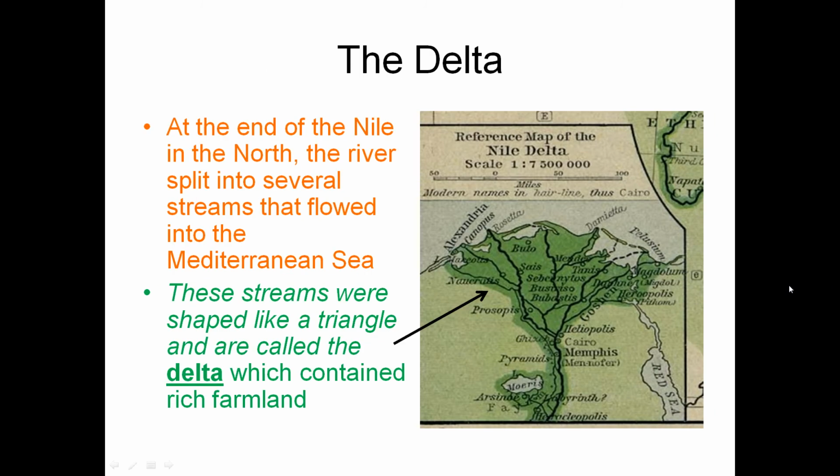The Delta. At the end of the Nile, in the north, the river split into several streams that flowed into the Mediterranean Sea. As you can see, these streams were shaped like a triangle, and so they're called the Delta, which contains very, very rich farmland. As you can see, there are cities along this area. Memphis is one that became a big city, and you can see Cairo, where it's located today, is right by the Delta. And you can see where the pyramids are. The pyramids are also on the left side of the Nile.